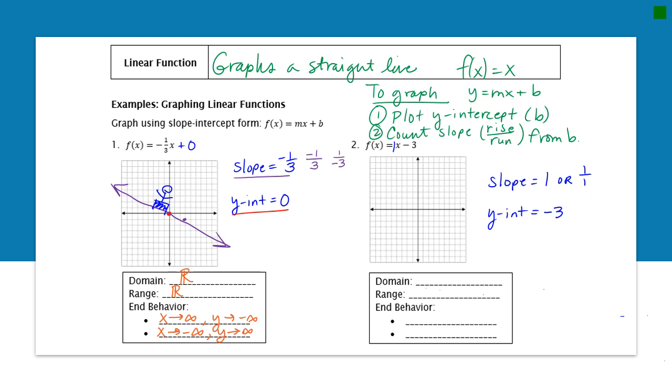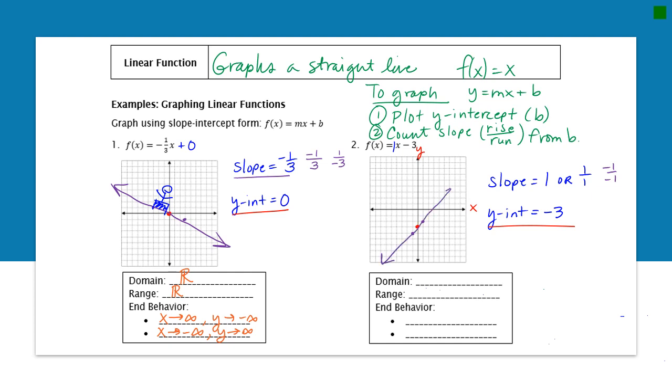So now I'm going to plot my y-intercept, which is negative 3. On the y-axis, which is the vertical one, by the way, I'm going to go to negative 3 and put a point. And now from there, I'm going to use my slope. Since they're both positive, I'm going to go up 1 and right 1 and put a point. Kind of like what we talked about before, 1 over 1 is the same as negative 1 over negative 1 because the negatives would cancel each other out. So I could also go down 1 and left 1, and that would also give me a point on my line.